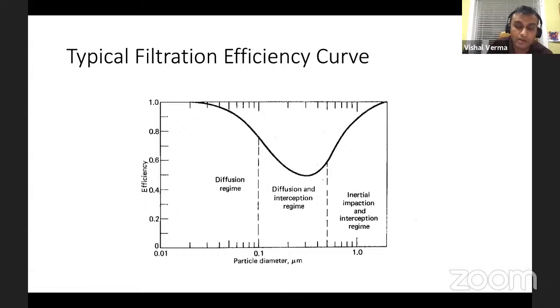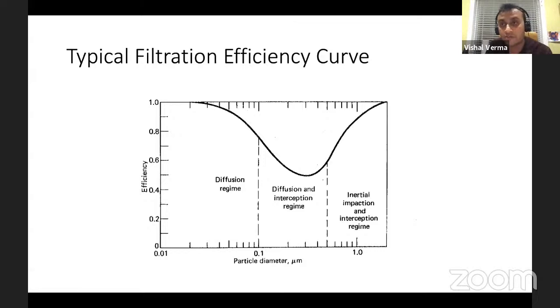So when we say N95, we basically look at particles of around this size range. An N95 should be able to remove more than 95% of particles of around 300 nanometers in size. So this is kind of counterintuitive. We would expect that the smaller particles will easily pass through and bigger particles will be captured. No, it's actually the middle size particles which are not efficiently removed in the mask.